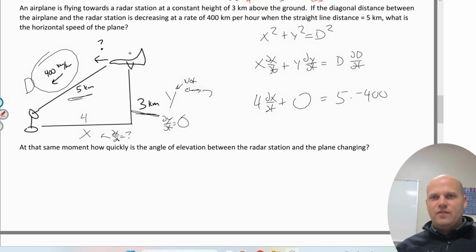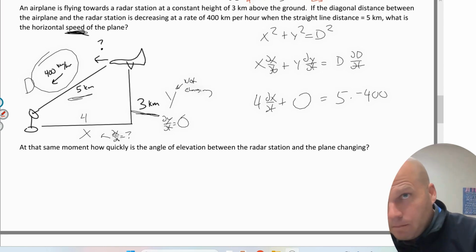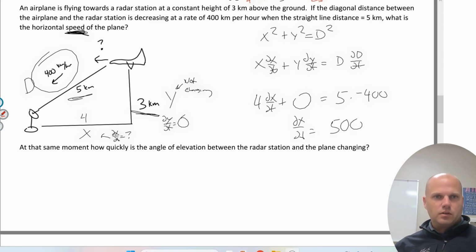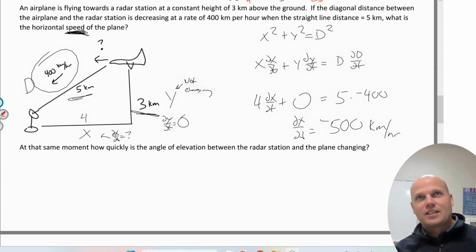You can think about how if this plane is flying towards the radar station, the x distance is decreasing. It does ask for speed. So honestly, a positive or negative answer for this situation, I wouldn't care about. We'd get divided by 4, 500 kilometers per hour. Now, you should get a negative value, negative 500, but speed, we'll talk about more in the second semester, is just velocity without direction. So you'd say 500 kilometers per hour. So we just want positive answers.